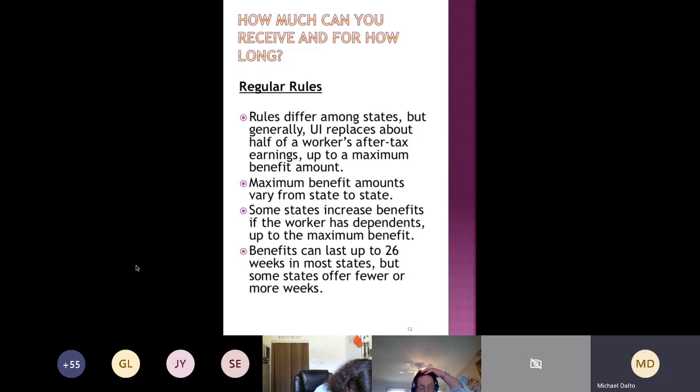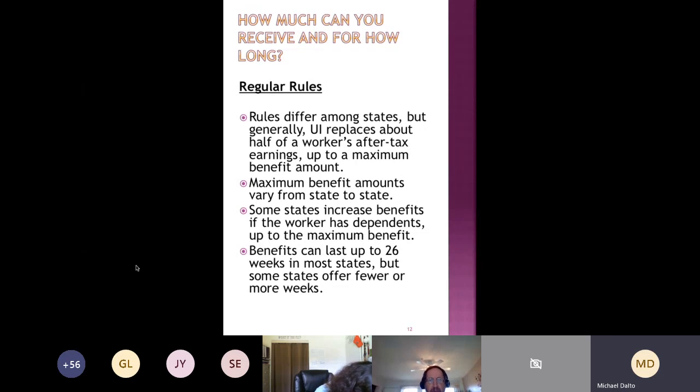I've looked at a few states recently, and just to give you a few examples, Missouri's maximum weekly benefit was $320 a week. Maryland's is $430, and New York's is a little over $500 a week. So there's a fair amount of variation among states according to what the maximum benefit can be.